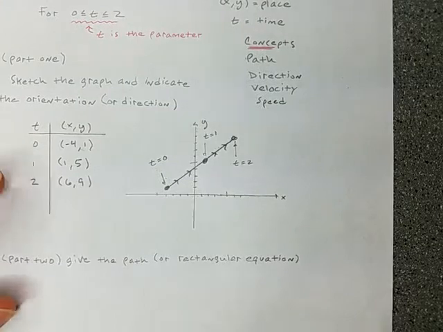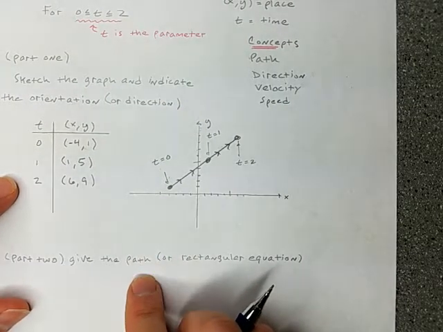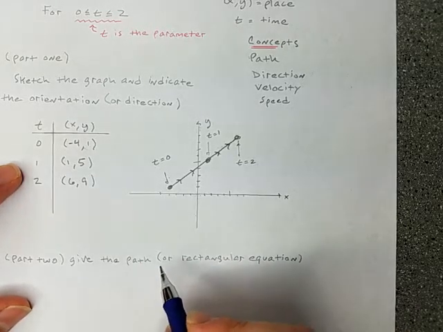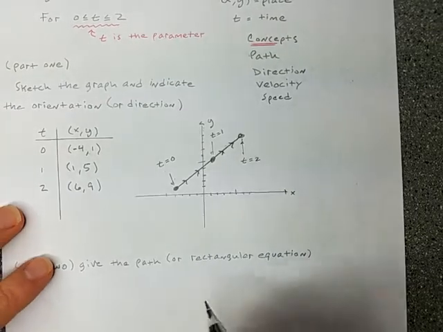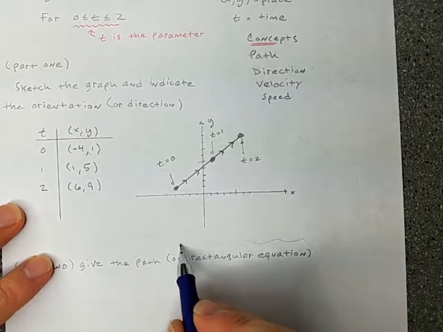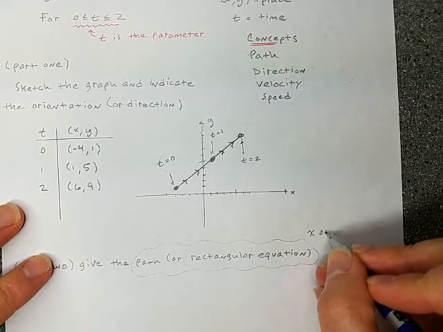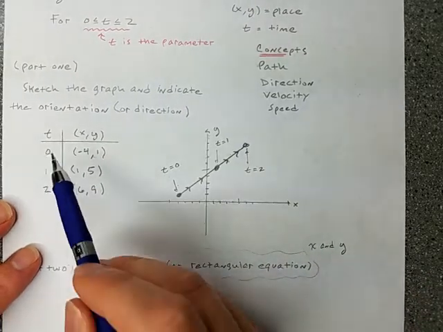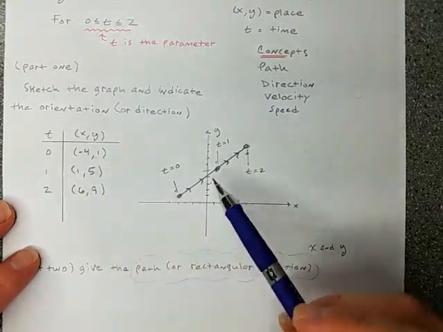Now, next thing is the path, okay? Now, the path is just an equation that is in terms of x and y. So the path is also called the rectangular equation of the parametric equations. So either way you look at it, the path is just information about x and y, okay? We eliminate information about t out of it. Do you see how information about t could play into this?